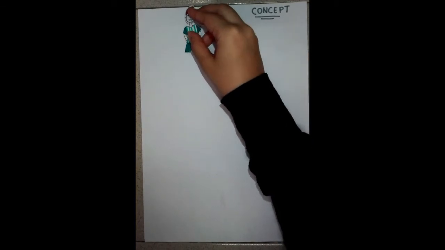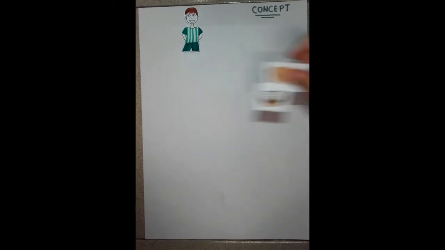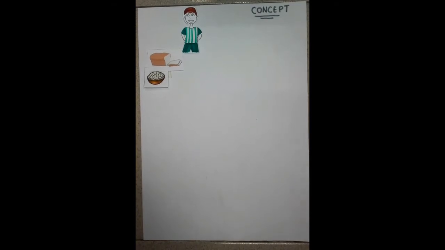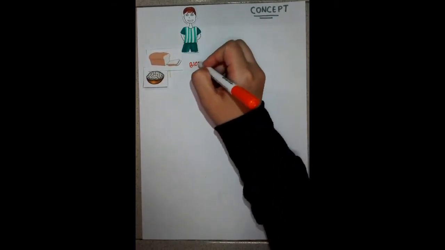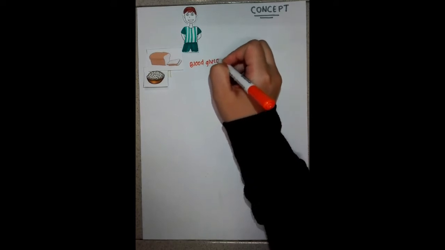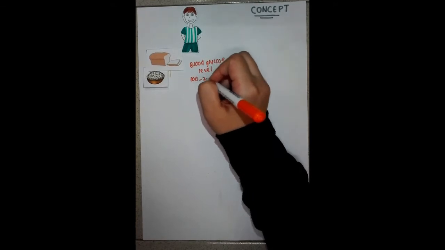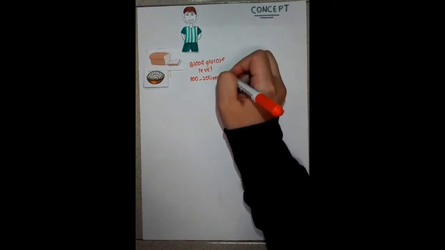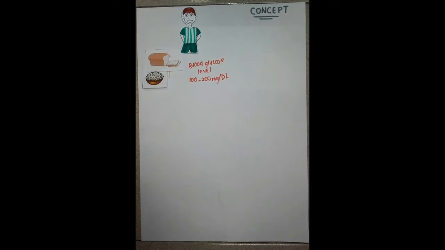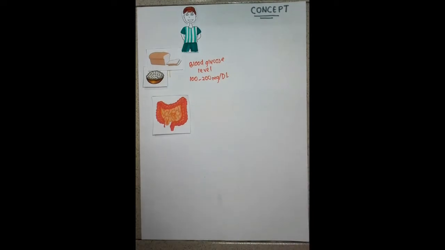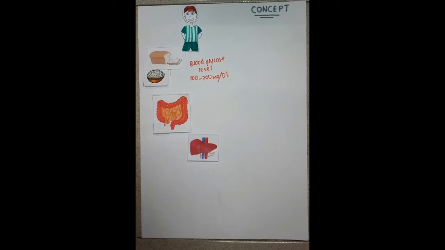Next, we will talk about the concept of gluconeogenesis. Every person consumes food daily that is converted into glucose, and this maintains the blood glucose level between 100 to 200 mg per deciliter throughout the day. The excess glucose is converted into glycogen, which is stored in the liver, and this is used later when the blood glucose level falls.